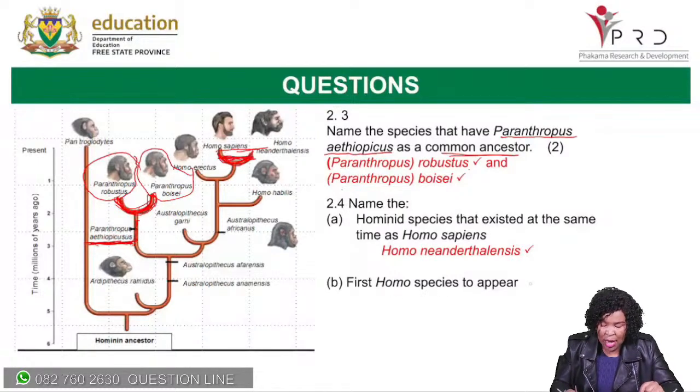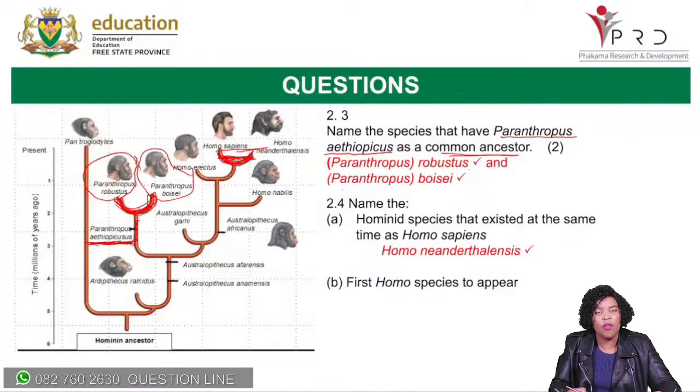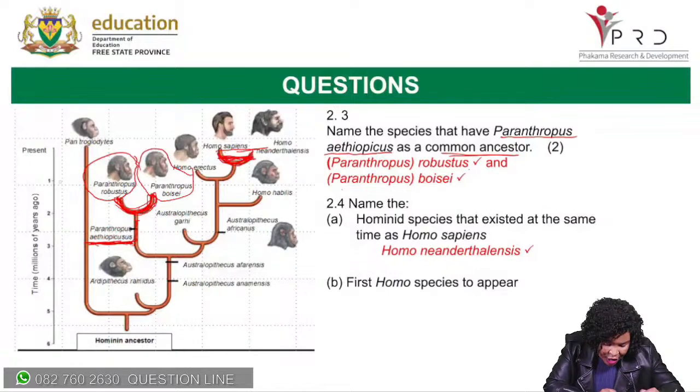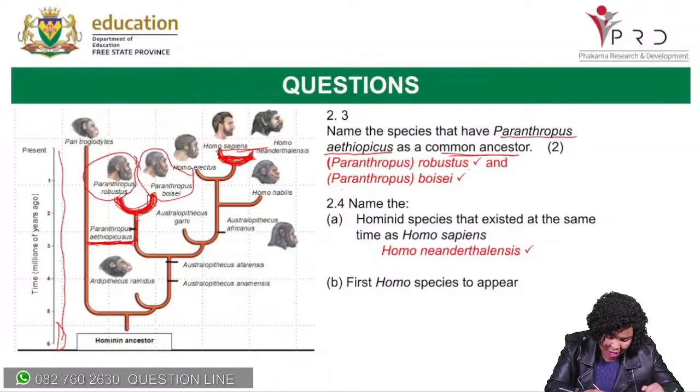First Homo species to appear. So which one is the eldest of the Homo species? You must check your time then. The first one to appear. Remember, we are going back in time. You don't go forward. So the first to appear will be the one that is further down, further downwards.